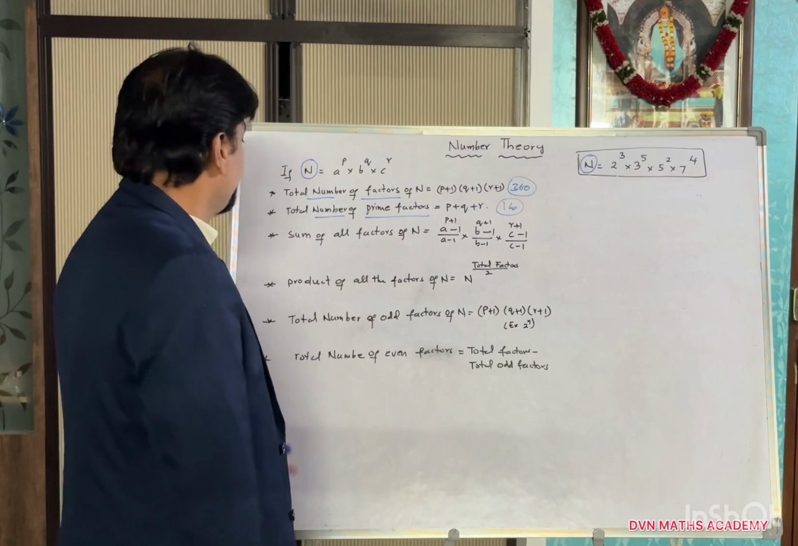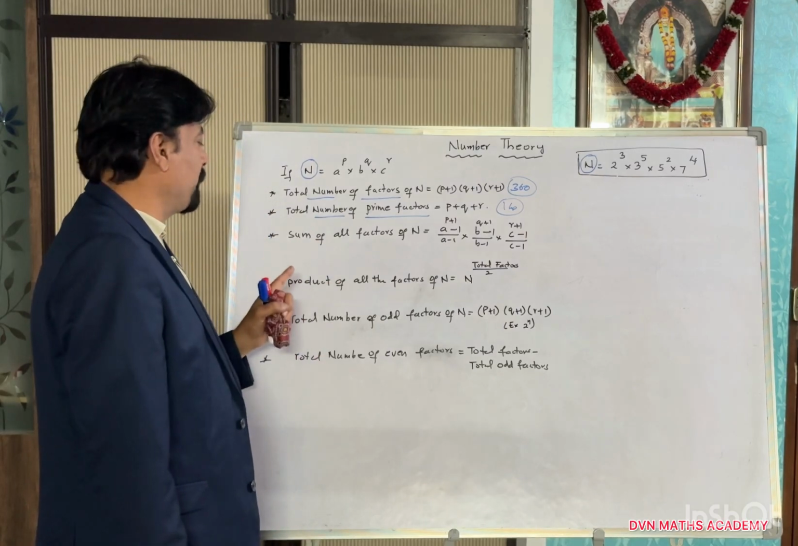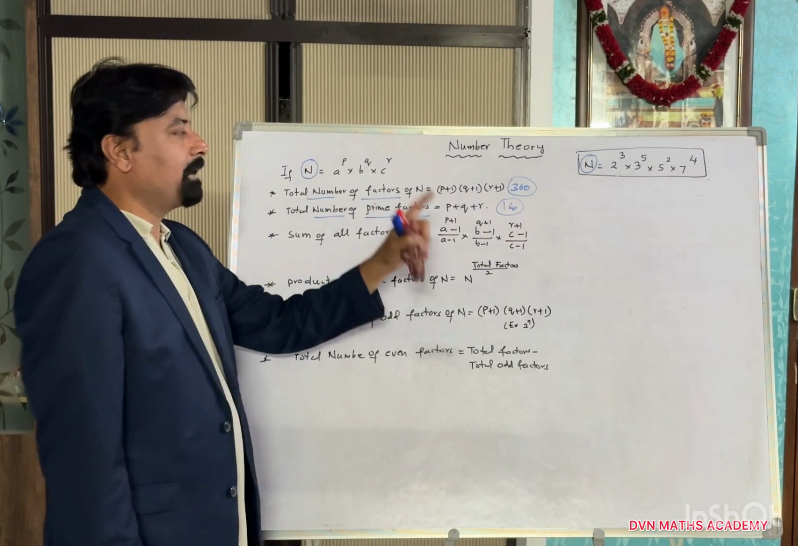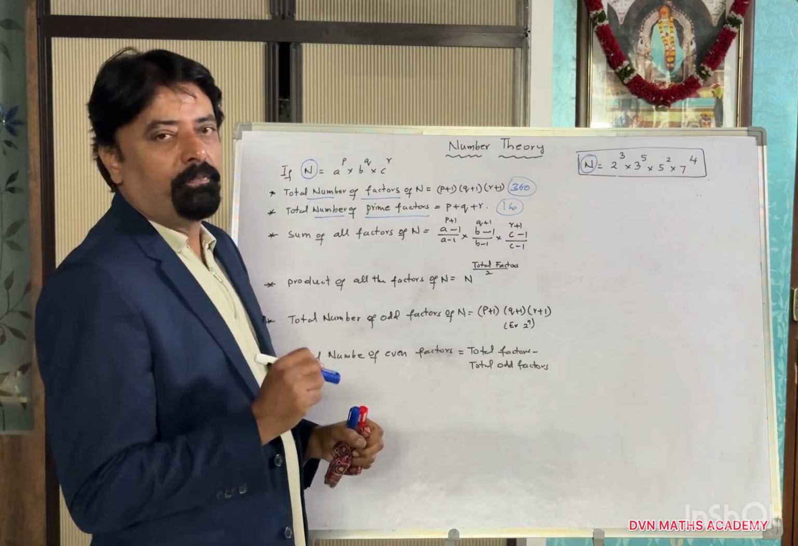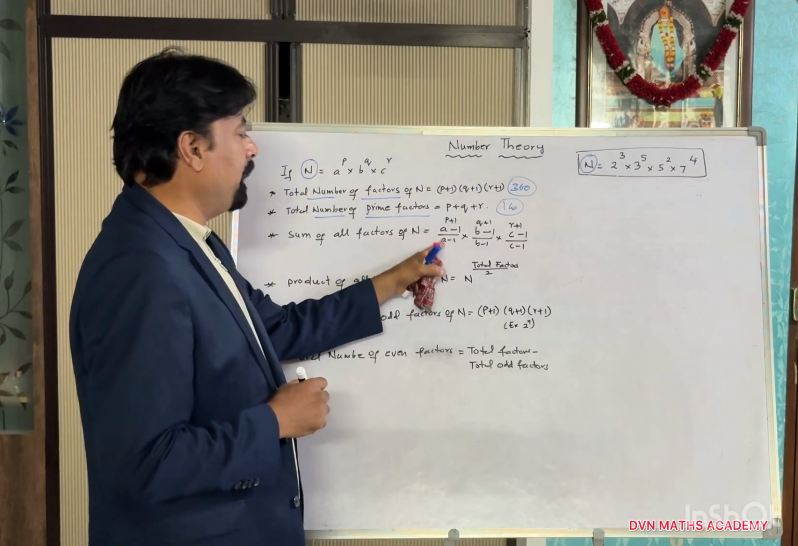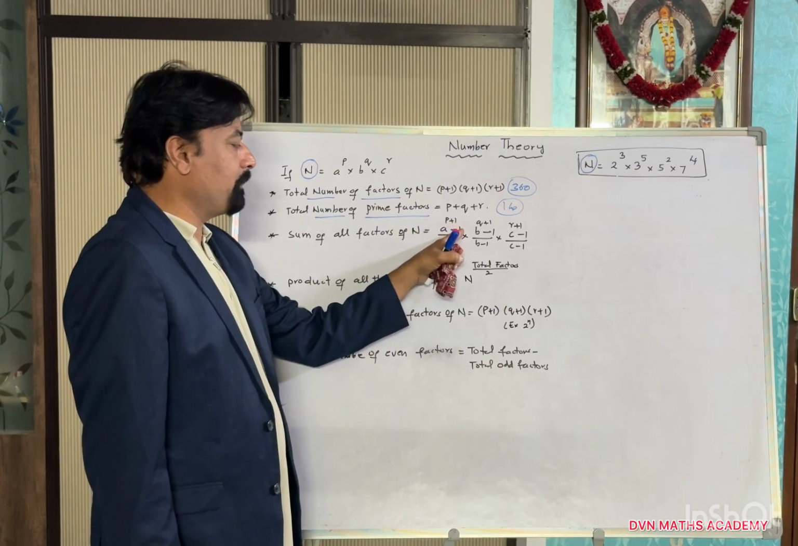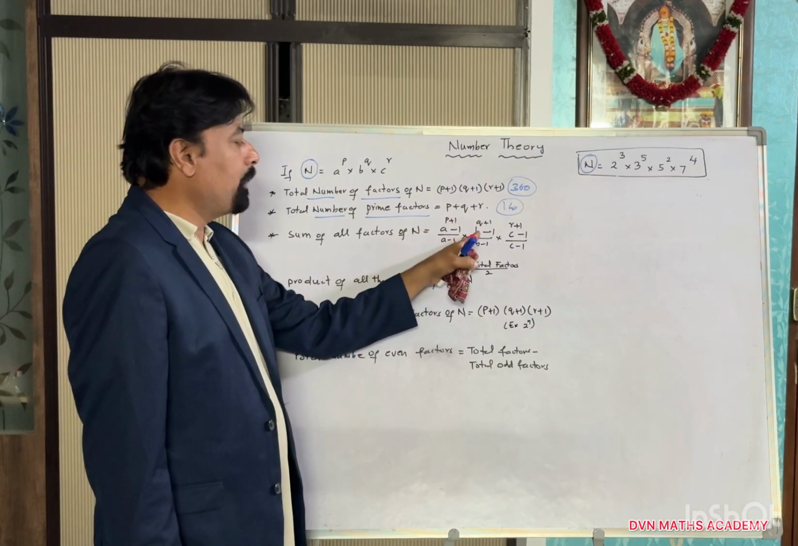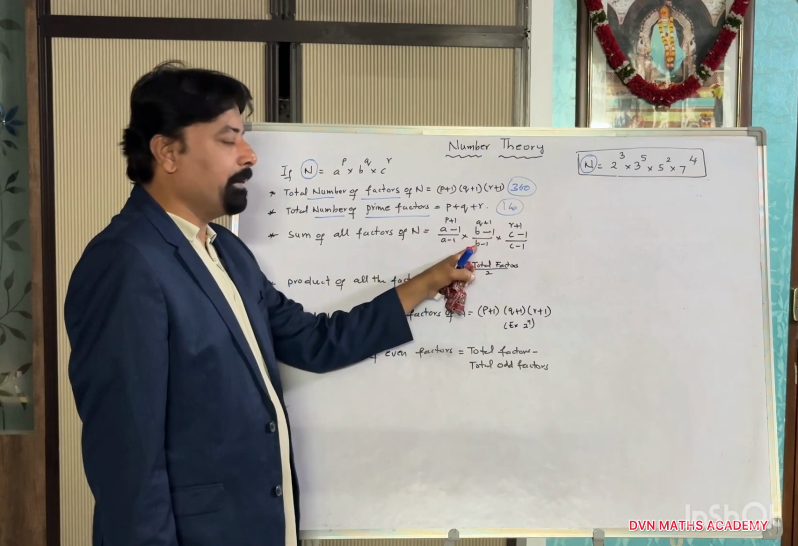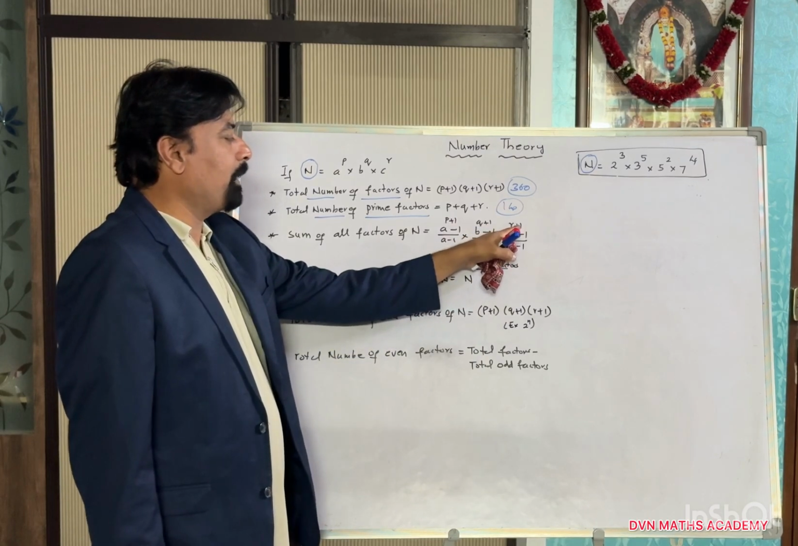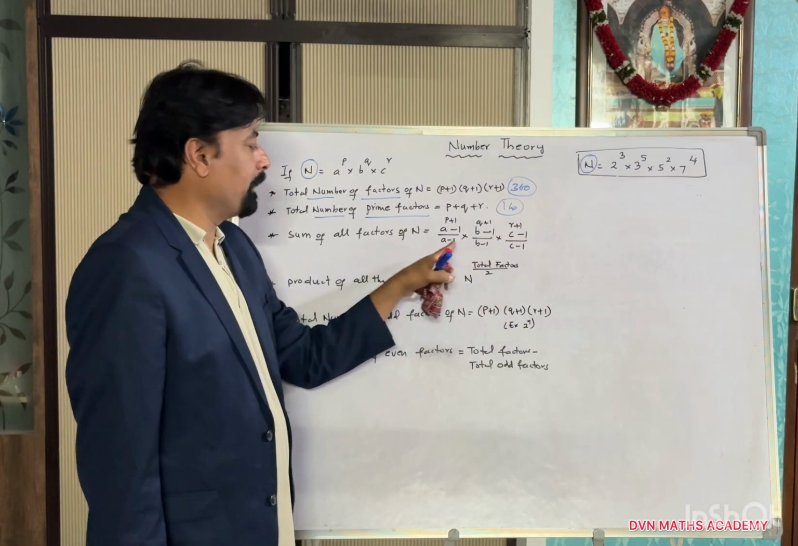The next interesting concept is the sum of all factors of a given number. It is somewhat difficult. The formula is a to the power of p plus 1 minus 1 by a minus 1, into b to the power of q plus 1 minus 1 by b minus 1, into c to the power of r plus 1 minus 1 by c minus 1.